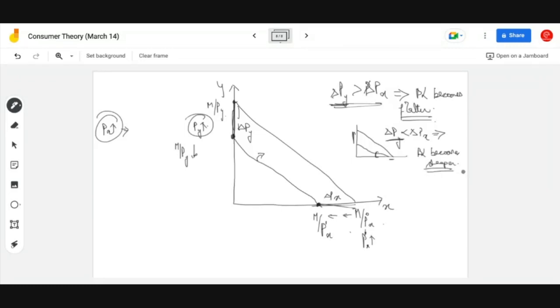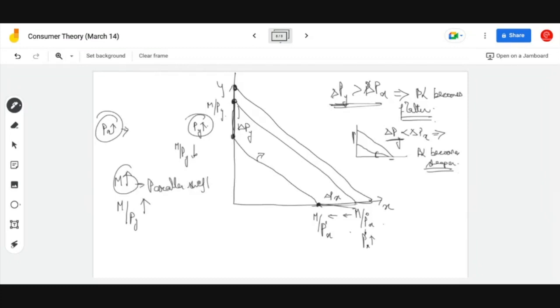Is it clear? Yes, sir. Next, we said that this point is M upon Py. When your M is increasing, M upon Py will increase. This means this point might come here and this point will go over here. So there will be a parallel shift. When your M is changing, there will be a parallel shift.